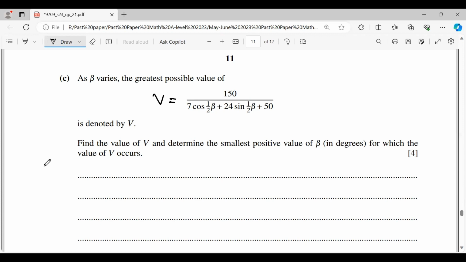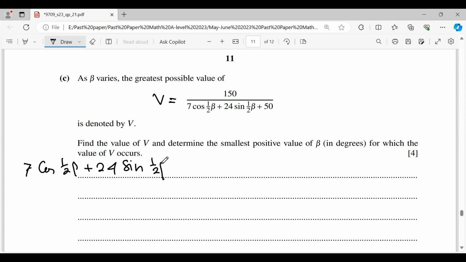Okay, I'm going to write this expression just now, that 7 cosine half beta plus 24 sine half beta plus 50, this expression at the denominator, equals 25 cosine half beta minus 73.78. Okay.